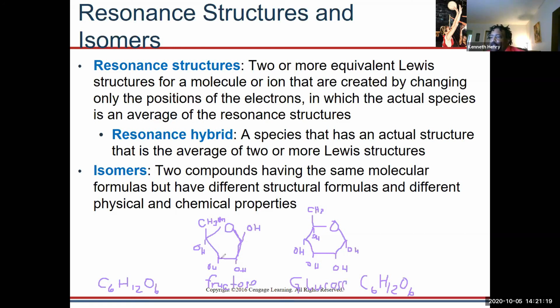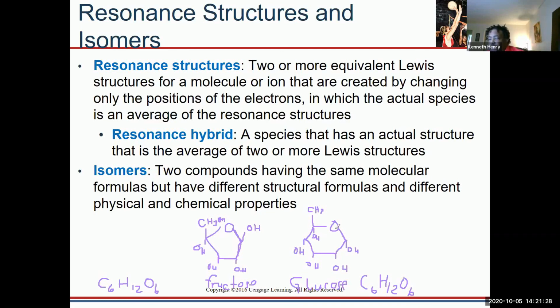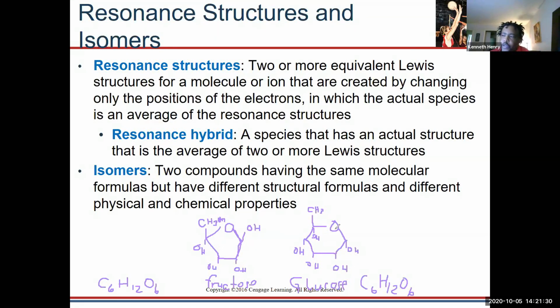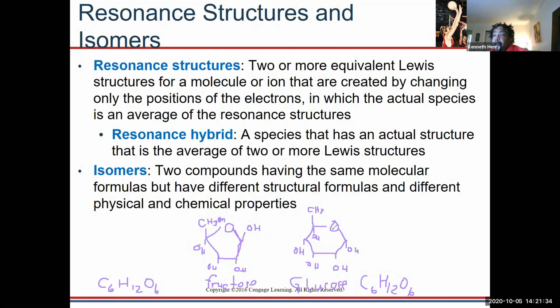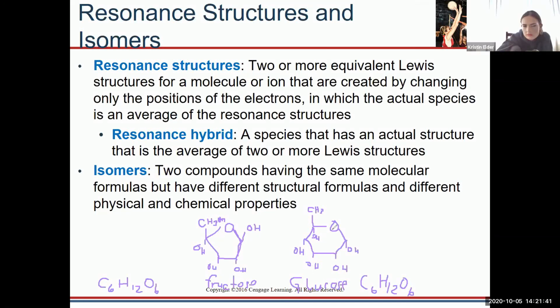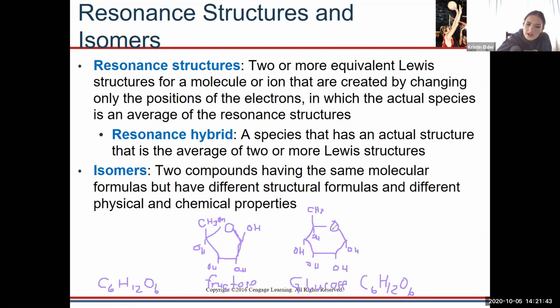Fructose is a 5-ring sugar. 1, 2, 3, 4, 5. Glucose is a 6-ring sugar. 1, 2, 3, 4, 5, 6. I call it a ring because it forms a circle. That's the ring part of it. So, do these guys look exactly the same? Kinda. I can't really tell by your drawing. Can't tell by my drawing.